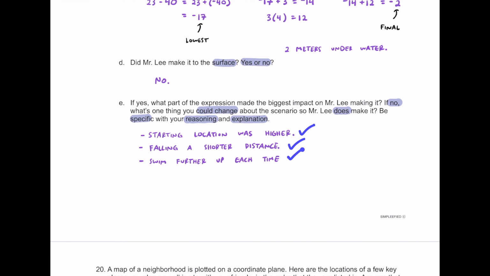And then also when we're swimming upwards to make it to the surface, maybe we just repeat it maybe one more time, or we could also say we could just swim a little further each time. So lots of different types of answers.